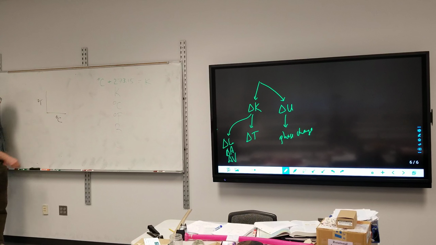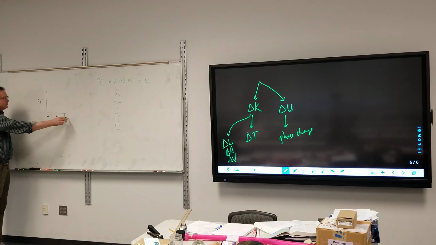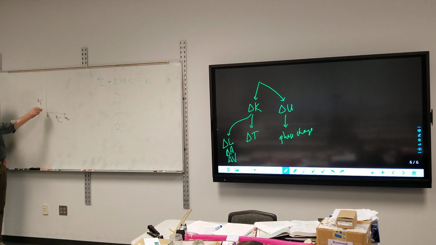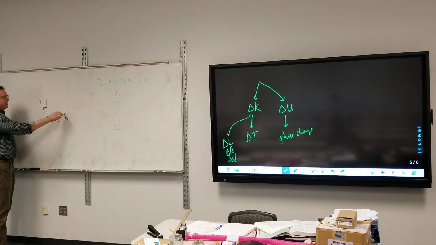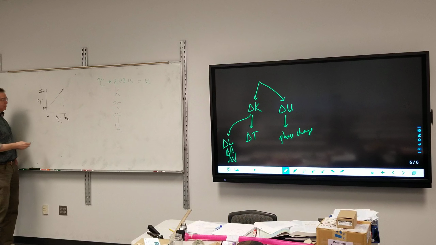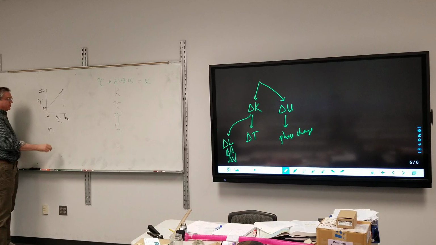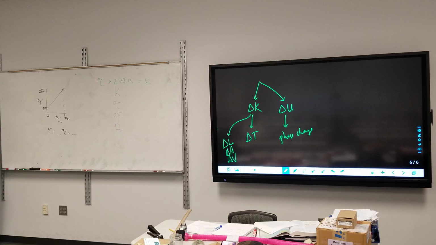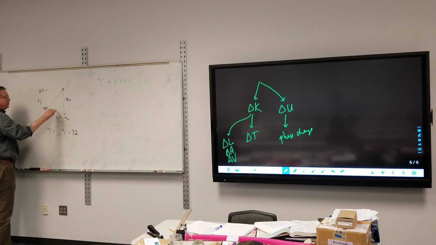Let's plot it out. 0 degrees Celsius is what in Fahrenheit? 32. And so I got that point, and then 100 degrees Celsius is 212. I have a line. Let's put it into slope-intercept form. Degrees Fahrenheit is equal to something times degrees Celsius plus something. Y equals mx plus b. What's b? 32. And what's m? 1.8. Yeah. Rise over run. So I got 180 over 100, 1.8.